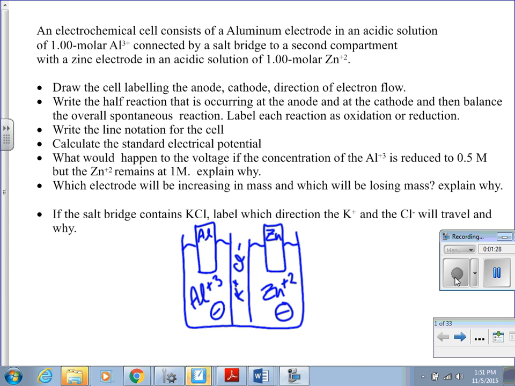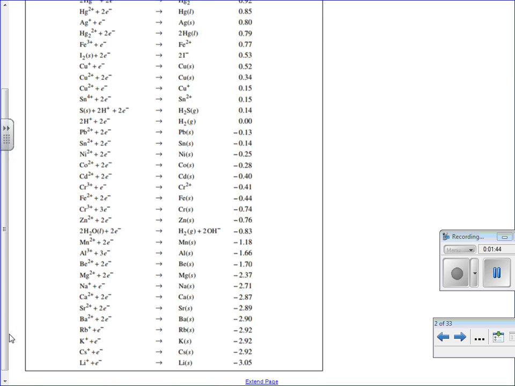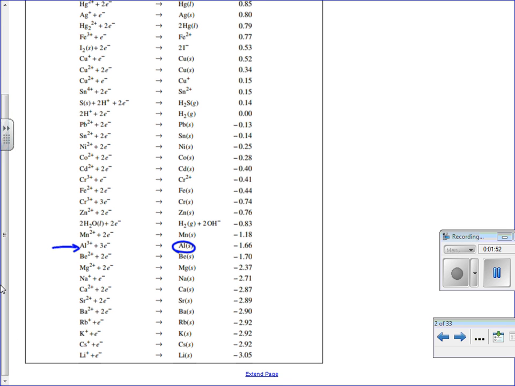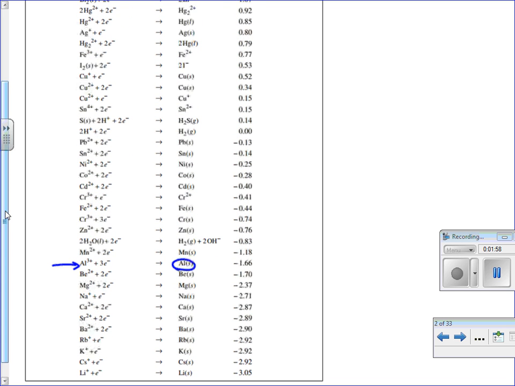So to determine which one of these is oxidized and which is reduced, I need the reduction potential sheet. So we're going to just scooch over to that and take a look and find the aluminum and the zinc. So I'm going to scroll down a little bit and see if I can find these. And so here's my aluminum. I'm looking for a plus 3 and a neutral. And same thing for the zinc. And so zinc is going to be a little higher. Here it is, zinc plus 2 and neutral. So those match up to my electrodes and my solutions.